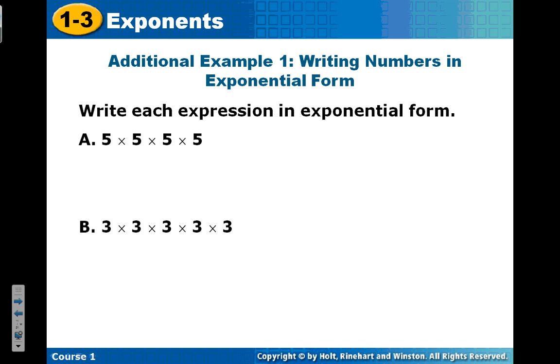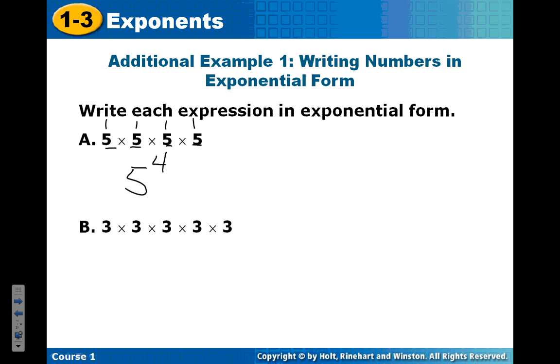So all it's asking us to do is write each expression in exponential form. So what is our base for letter A? What is our base? 5. Our base is 5, and we can tell because these are all 5s. So we write our base of 5, and then we need to figure out the exponent. How do we figure out the exponent? How many times is 5 multiplied? It's multiplied 1, 2, 3, 4 times. So it's 5 to the 4th power. It's not terribly complicated.